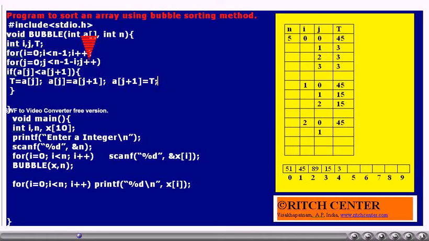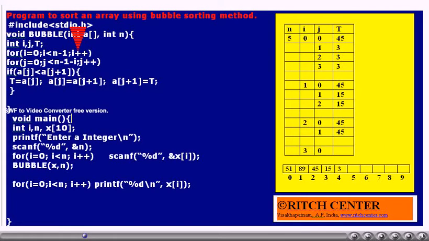J value will be incremented by 1. Thus it becomes 1. J, that is 1. Is it less than n minus 1 minus I? 2? Yes. Thus inner for loop will be executed once more. A of j, is it less than a of j plus 1? 45. Is it less than 89? Yes. They will be exchanged now. By this time, third smallest has come to the third element from the ending.